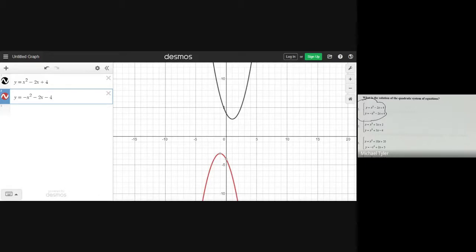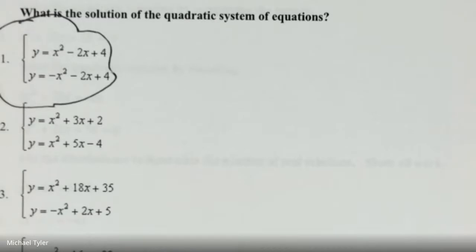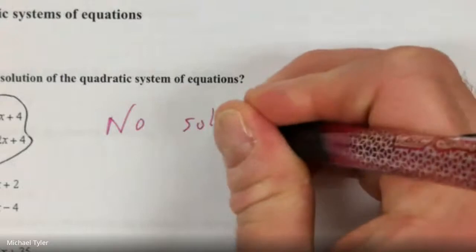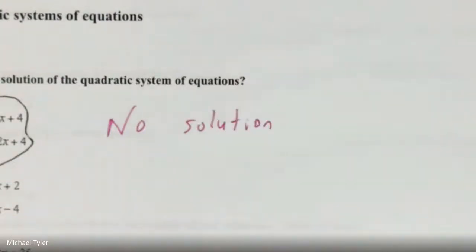Oh man, those two graphs don't cross each other, do they? No, they don't. So notice what really makes it bad. See how this one's positive? It's in black, so it's open upwards and the red one is open downwards. There's a reason for that. We're going to be learning that in the next week or so. So that one has no solution. I'm going to write down no solution for this one, because they do not intersect.